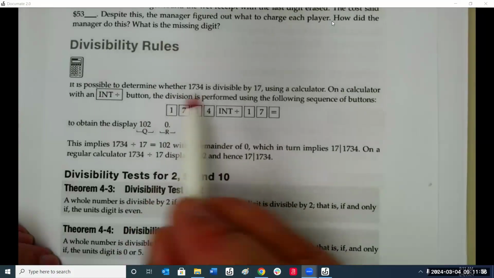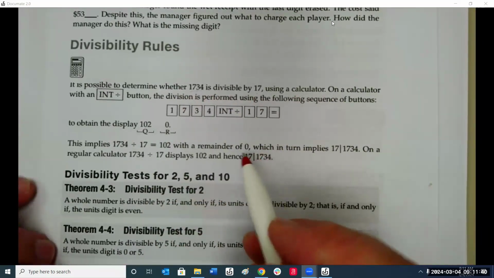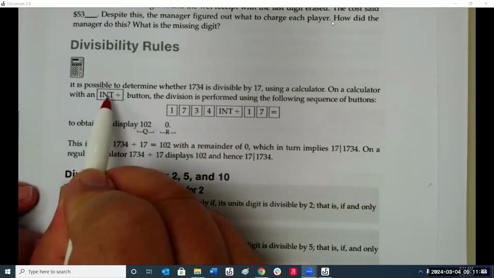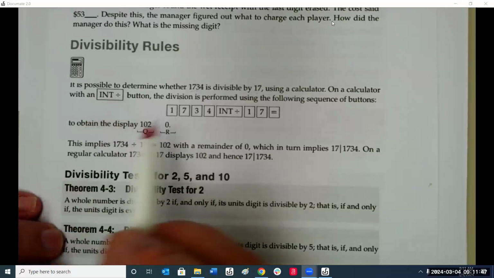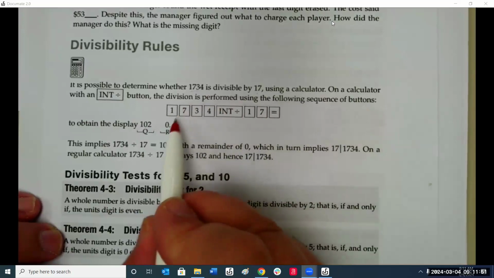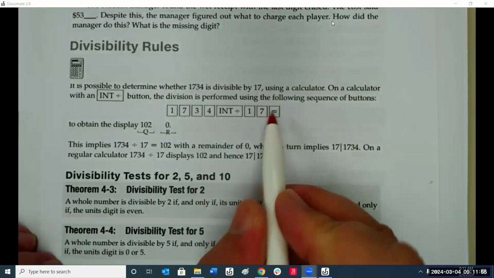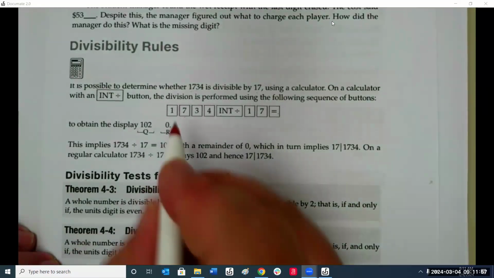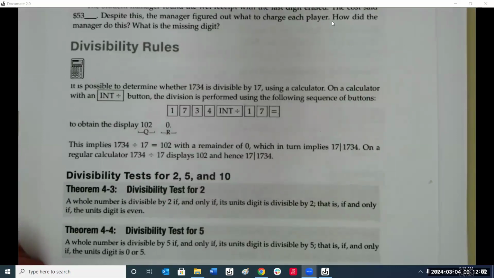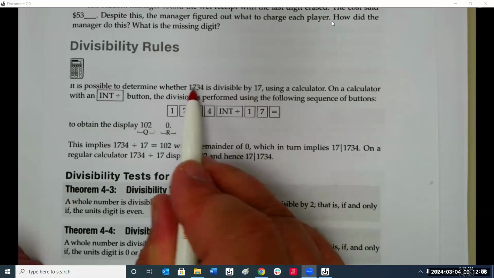It is possible to determine if a number is divisible by 17 by using a calculator, using the integer button. INT stands for integer. So the division is performed by using the following sequence of numbers. The number you're looking into, integer 117. You're only looking for this remainder. If the remainder is 0, then this number is divisible by 17.